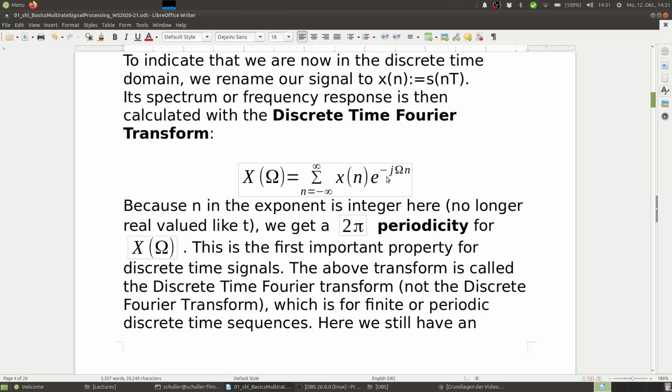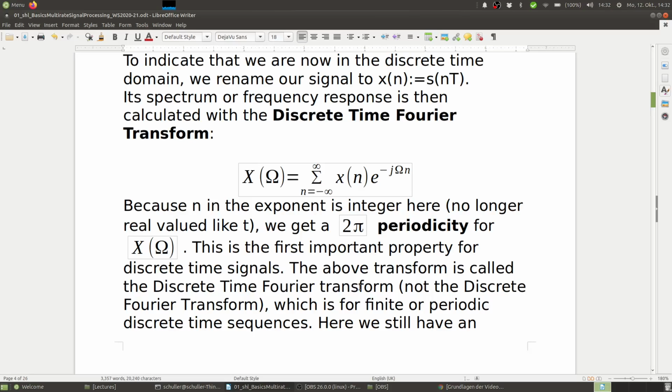And for higher n, like 2, 3, 4, the period becomes shorter, so 2 pi divided by this n then. And what they all have in common is this 2 pi periodicity. And that's why this sum is also 2 pi periodic. And this is the first important property for discrete time signals.